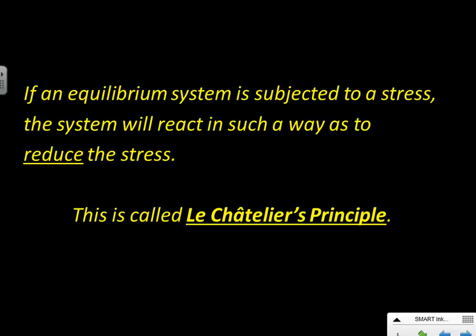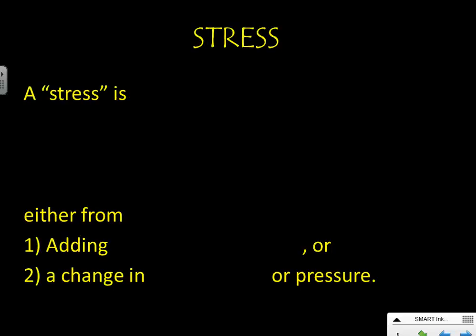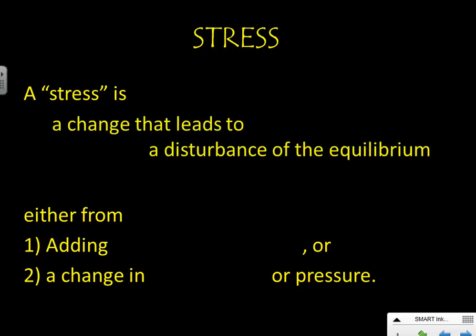Now, once you have a system at equilibrium and it is subjected to a stress, the system will react in such a way to reduce the stress. This makes sense. If you're stressed out about something, you do something to help you reduce that stress. In chemistry, this is called Le Chatelier's principle. So, what is a stress for a chemical system? A stress is any change to the reaction that leads to a disturbance of the equilibrium.